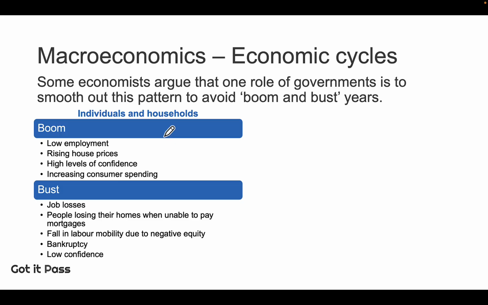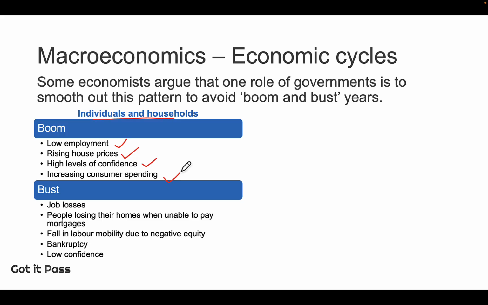When the economy is booming, the impact for individuals and households includes low unemployment, rising house prices, high levels of confidence, and increasing consumer spending. So for individuals and households, they would like to spend more because they are optimistic about the future, about their income level in the future will keep an increasing trend.